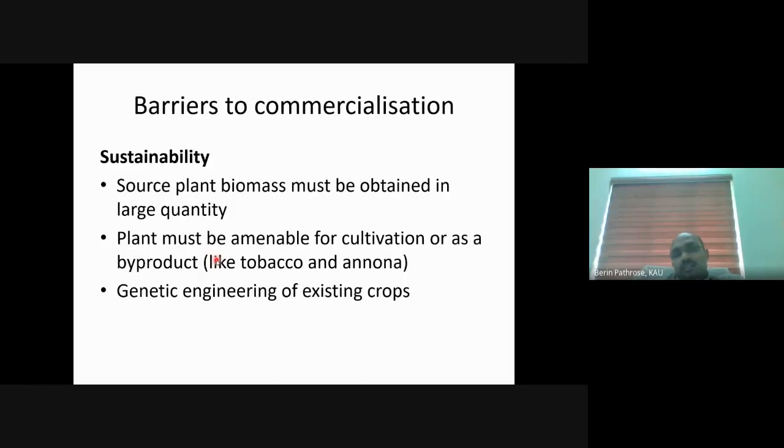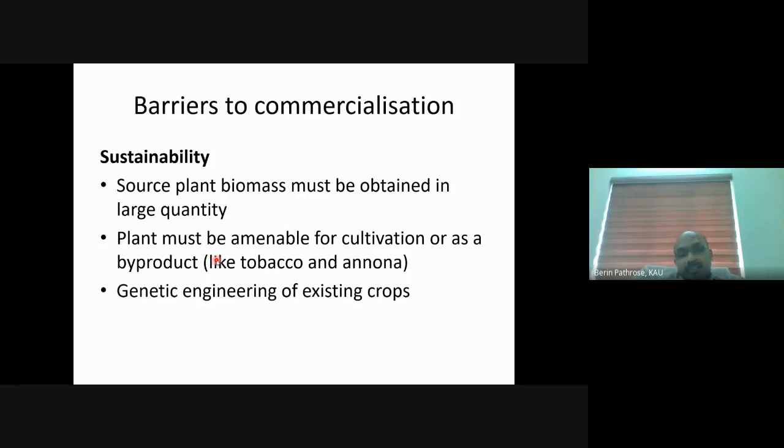And I'm stopping the discussion about botanicals, and I will quickly go through why botanicals. Though we said in the introductory part that we have more than 2,000 plant materials which have insecticidal molecules, why is it not possible to commercialize them just like a synthetic pesticide? One thing is sustainability. That means the plant biomass should be obtained in large quantity, as we have discussed. Take the case of Annona itself.